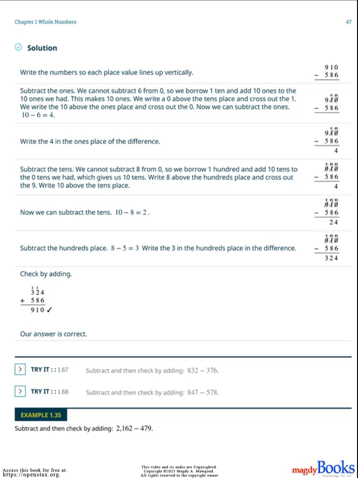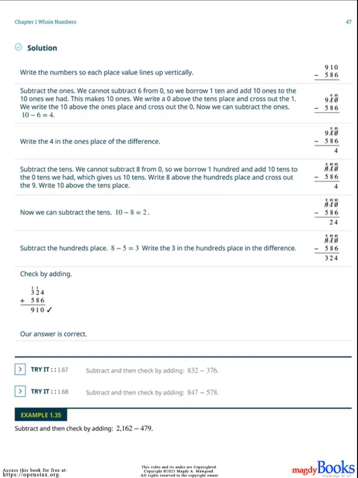Try it 1.67. Subtract and then check by adding 832 minus 376. Try it 1.68. Subtract and then check by adding 847 minus 578.